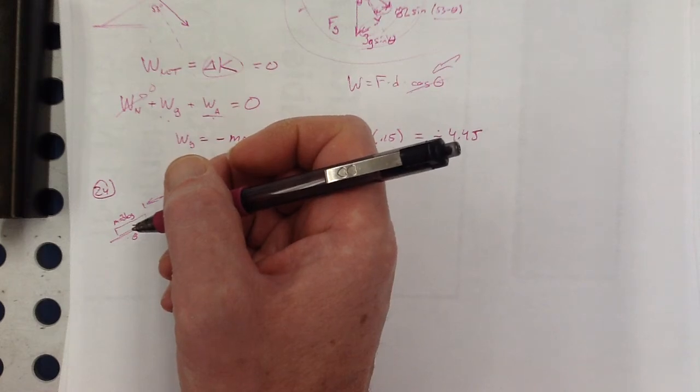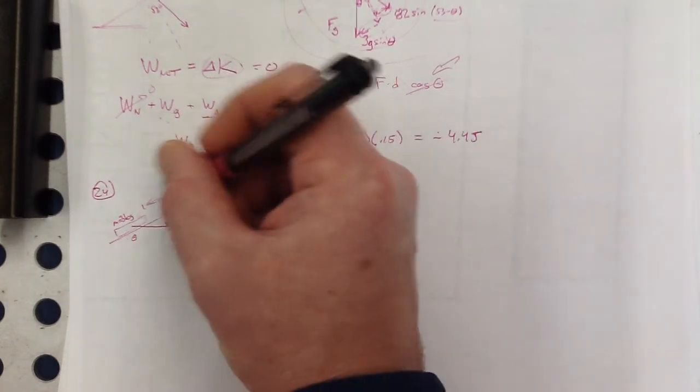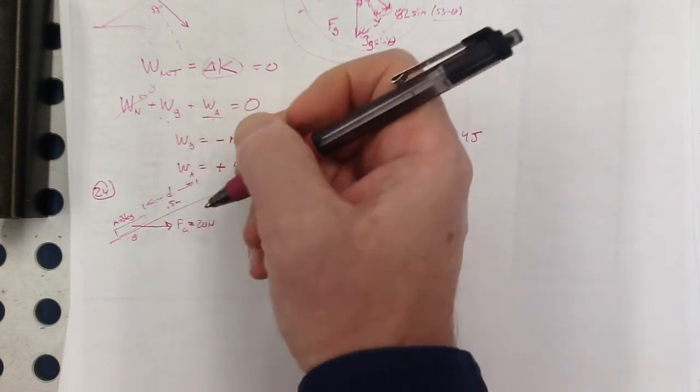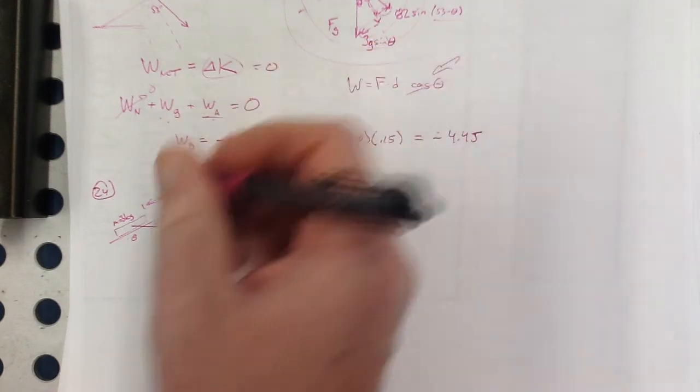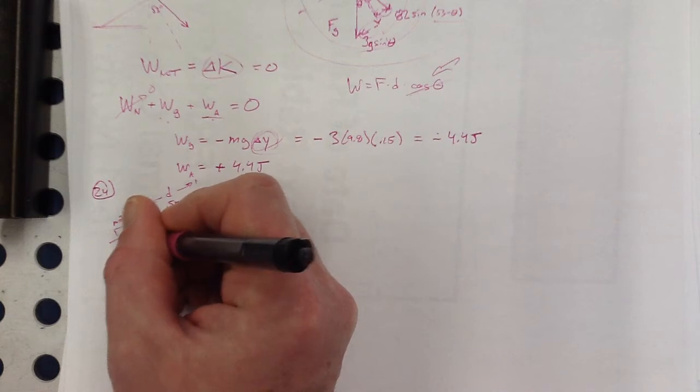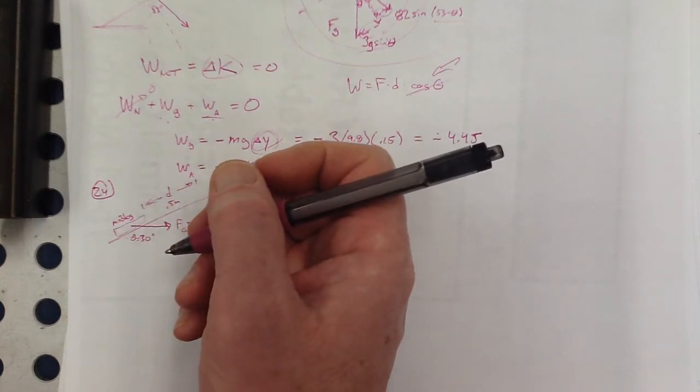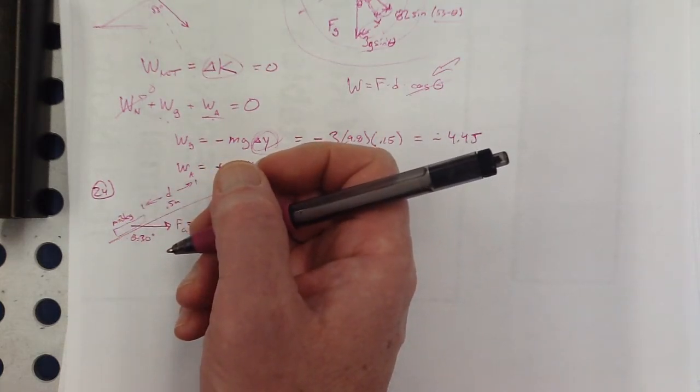So let's see. The distance here is 0.5 meter, and the angle is 30 degrees. During the displacement, what's the net work done on the book by that force?